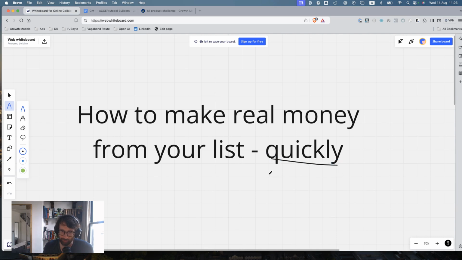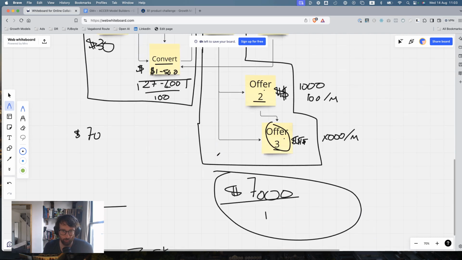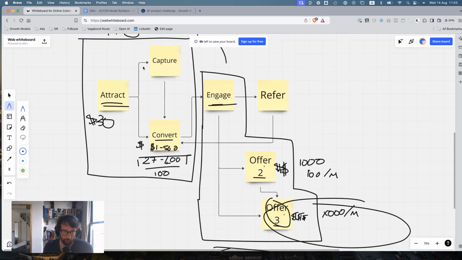And now you know how to make money from your list quickly. Basically, sell them one high ticket offer and then work backwards to then build the system that brings you more people who would want that high ticket offer.